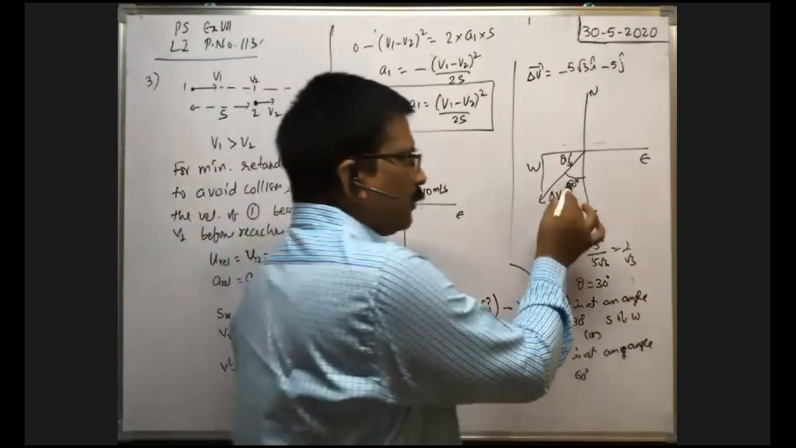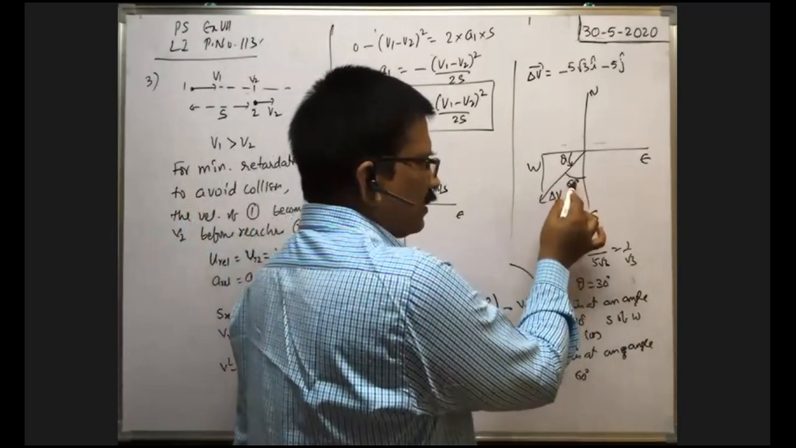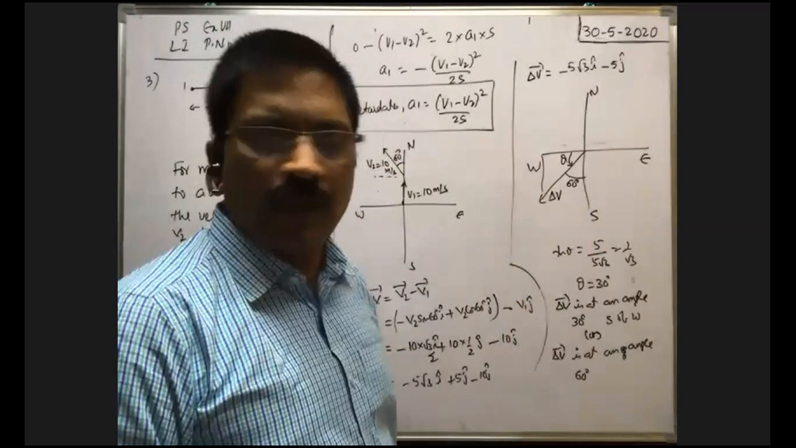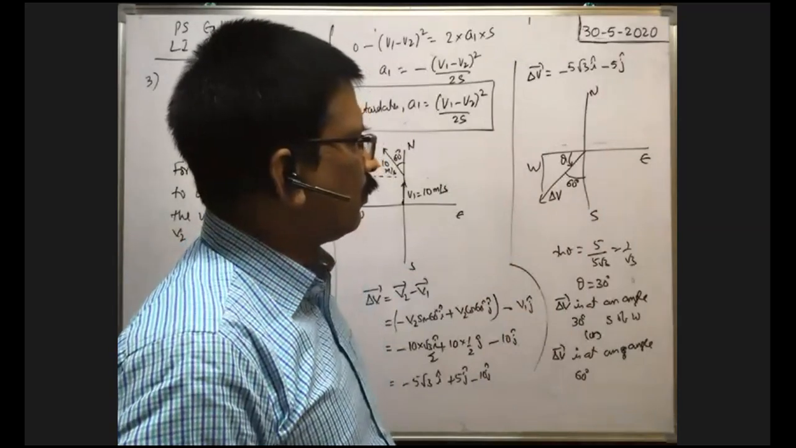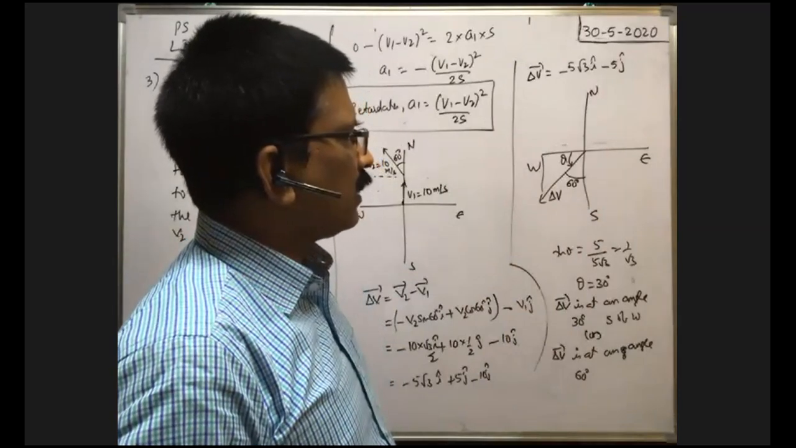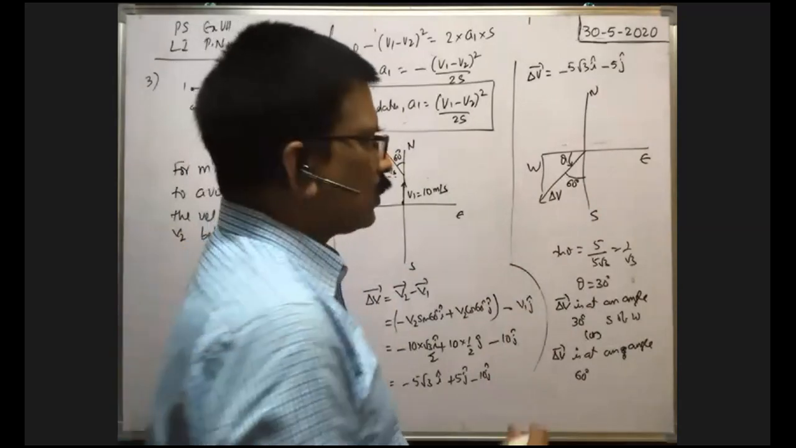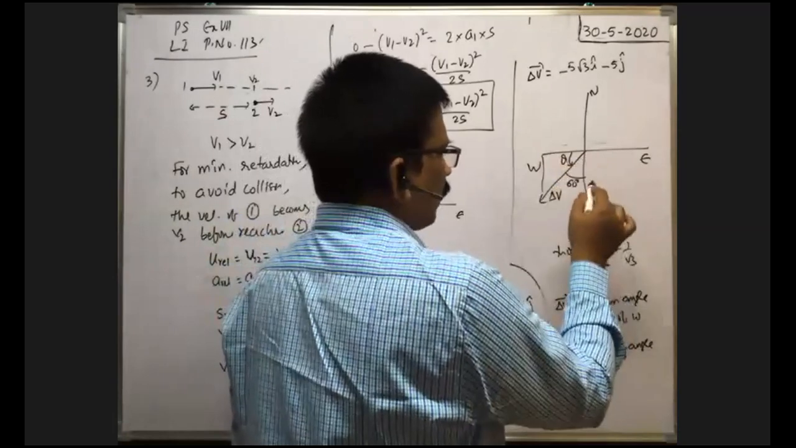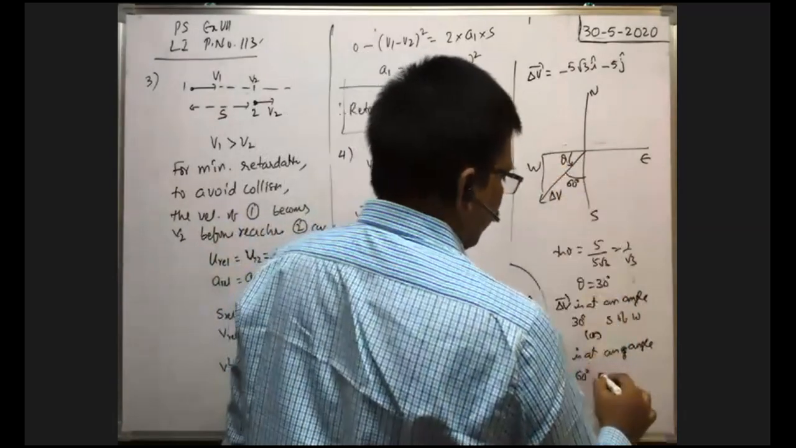The same can be represented at an angle 60 degree from south of west or west of south. South of west means from west towards south. West of south means from south towards west. That means west of south.